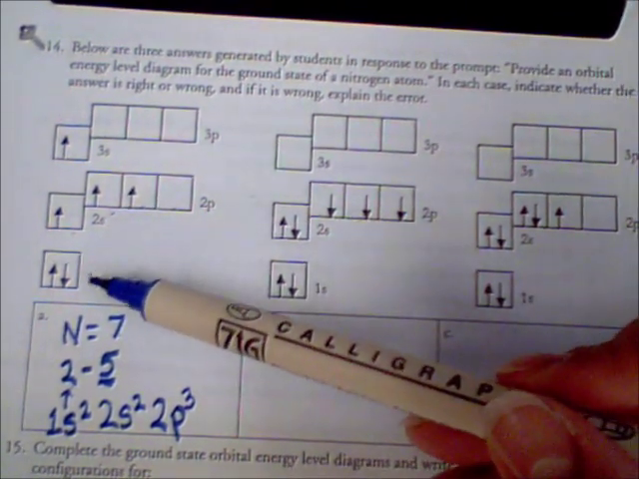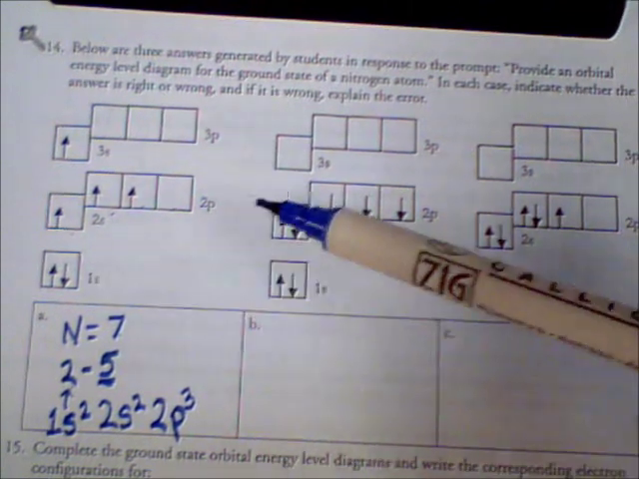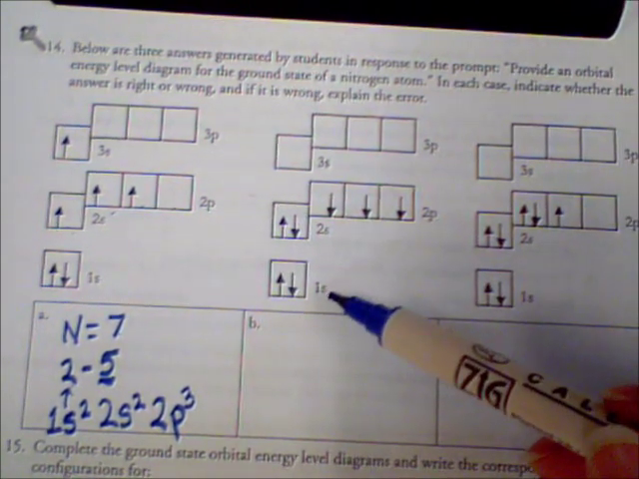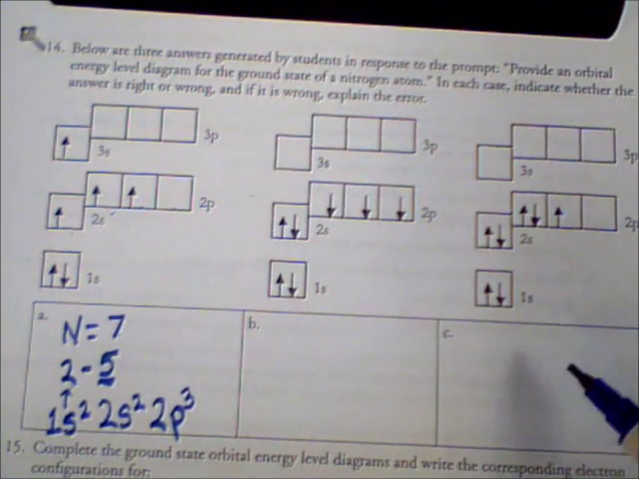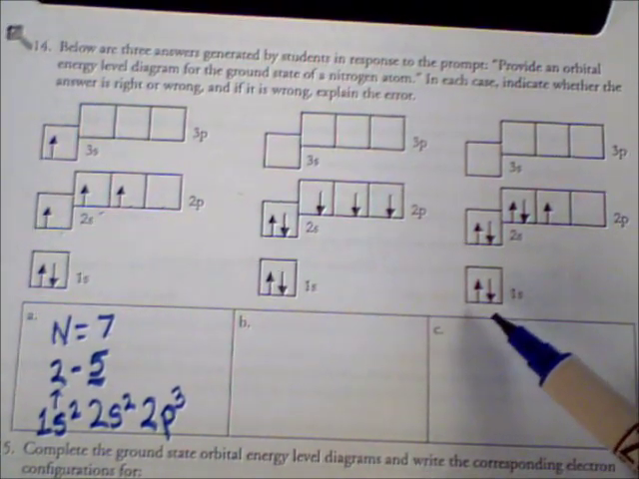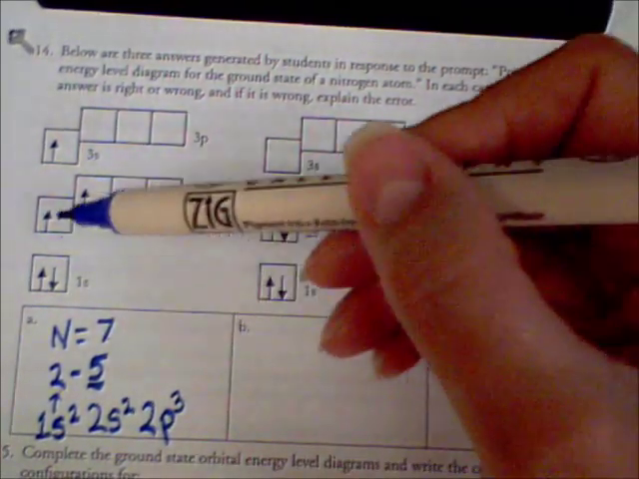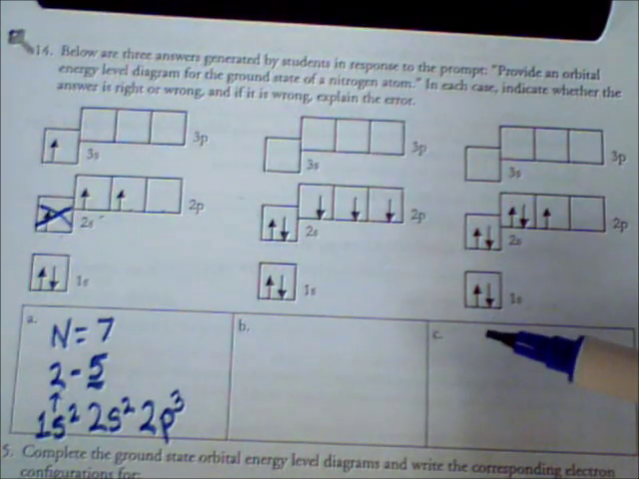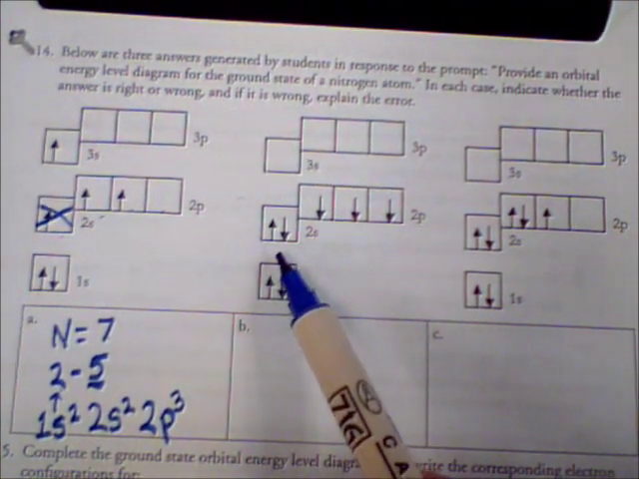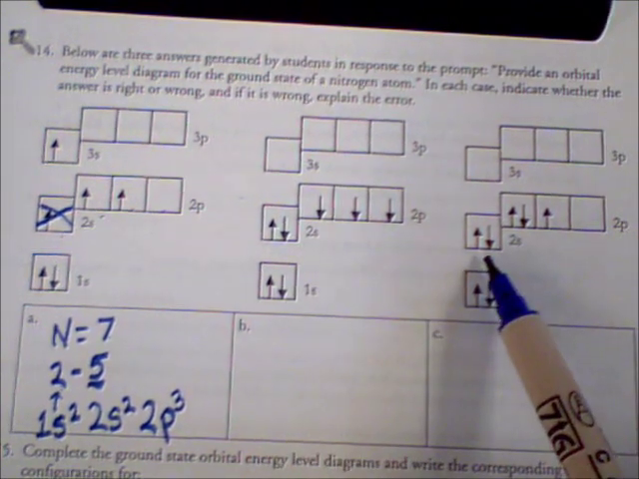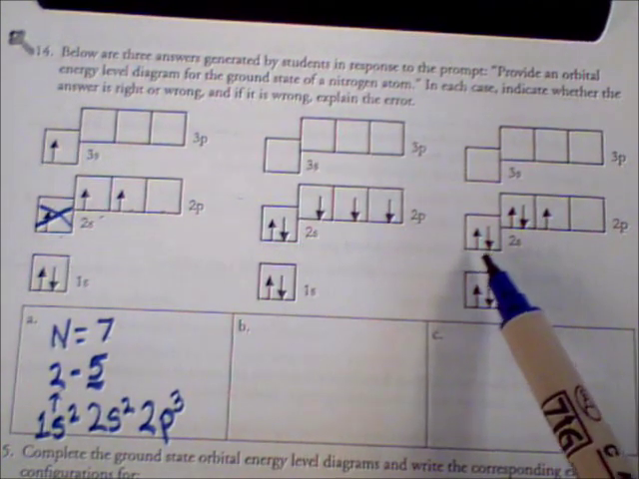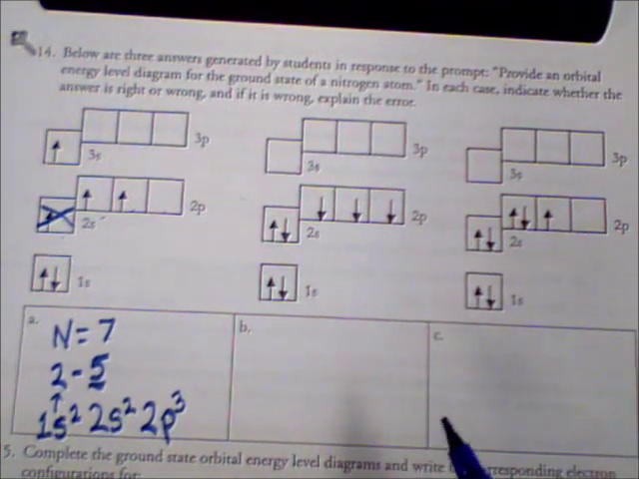All right, so let's look at our first example of what the student is saying. The student is saying that, yes, there are 2 in the 1s. Over here, they're also saying 2 in the 1s. And in the last example, 2 in the 1s. So all 3 of these are correct for the 1s. Let's now turn to the 2s. This student is saying that there's only 1 electron in the 2s. Uh-oh. That right there is a mistake. These 2 examples say that there are 2 in the 2s. So far, these 2 examples are the better examples.